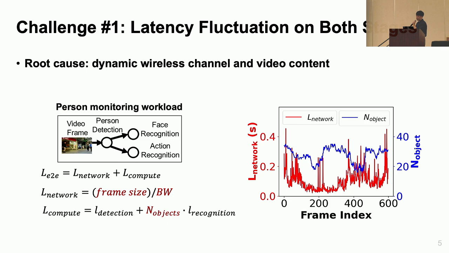We analyzed that this is because the network and the compute latency both fluctuate very dynamically. So the network latency can be formulated as the video encoded frame size divided by the network bandwidth, and the compute latency can be formulated as the detection latency plus the recognition latency times the number of people in the scene. And as you can see here, the red terms are all fluctuating over time, and we can see in the right figure that both latencies are highly dynamic and cause frequent latency SLO violations.